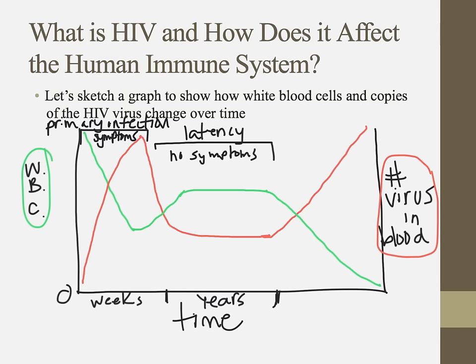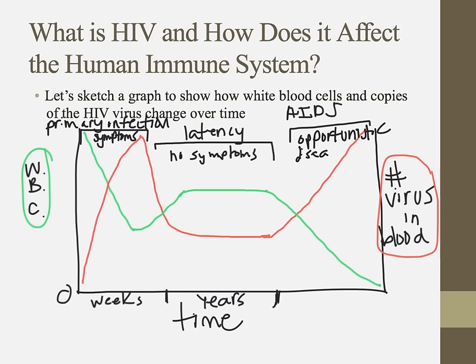Once that virus starts to replicate out of control and really decimate our white blood cell counts, this is what we term as AIDS. And so no one actually ever dies of AIDS. You don't need white blood cells to sustain life. But what we're going to see here is something called opportunistic diseases.